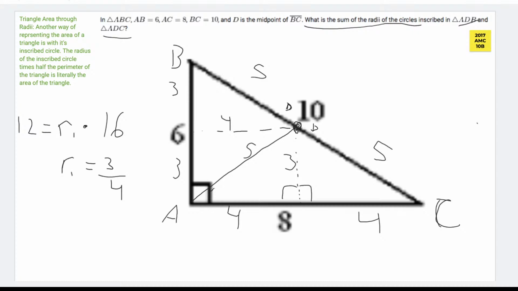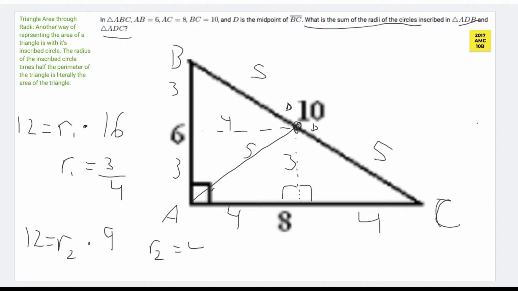So obviously, now we will do this for the other triangle. The area is the same thing because they're just two 3, 4, 5 triangles slapped together. So it's just 12 equals R2 times the semi-perimeter, which is 5 plus 5 plus 4 plus 4, and you divide that by 2 to get 9. And then you divide both sides by 9 to get R2 equals 4 over 3.